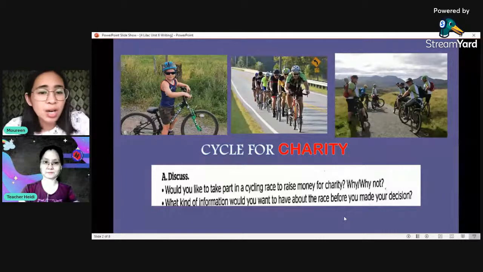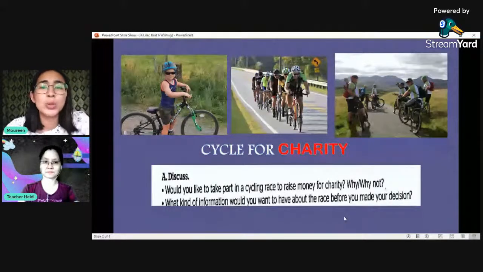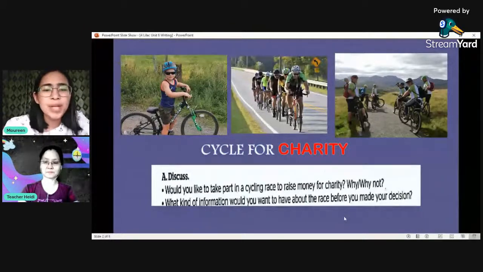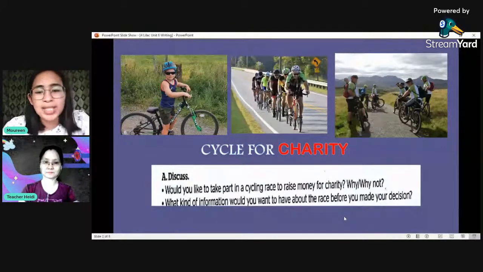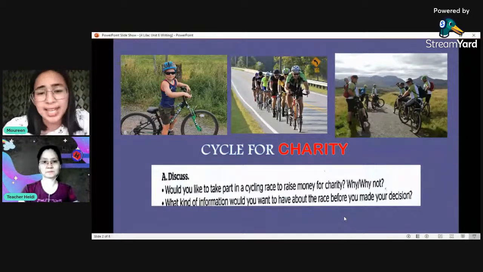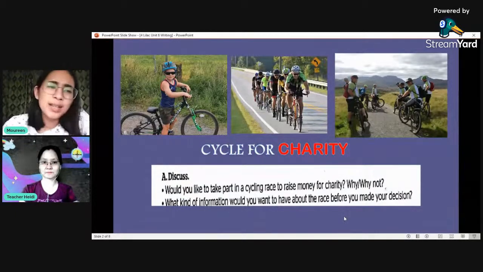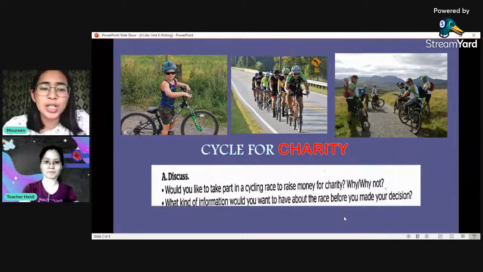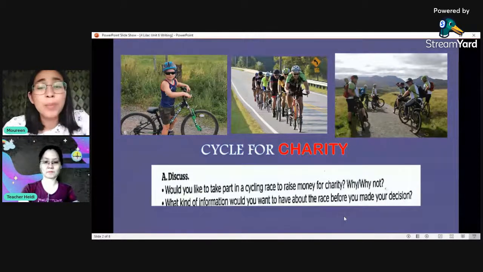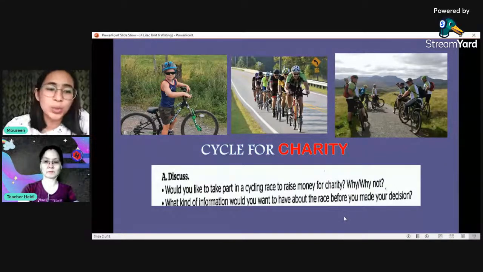Marathon, jogathon, and other sports whose purpose is to raise money. So when you join a competition like this cycling race, what do you want to know normally? What do you want to know about the race before you make your decision? What information do you need to have before you decide whether you want to join or not?